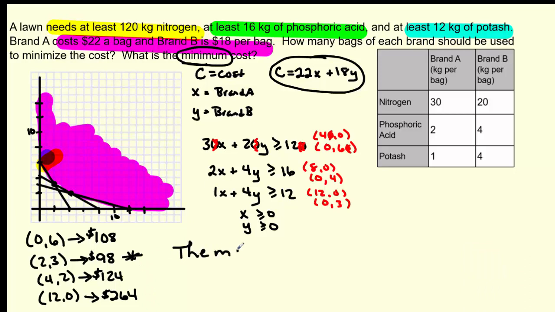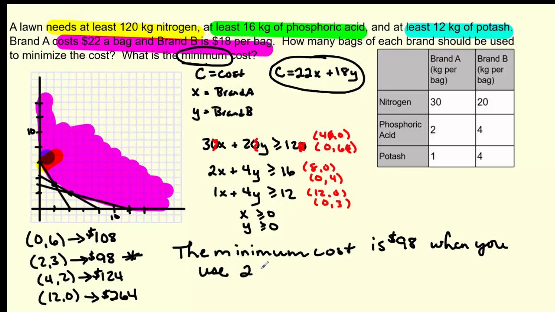The minimum cost is $98 when you use 2 bags of A and 3 bags of B. You always have to go back and interpret what your answer is telling you according to the question. It's got to go back to the question at the end. So you always need to have that concluding statement.